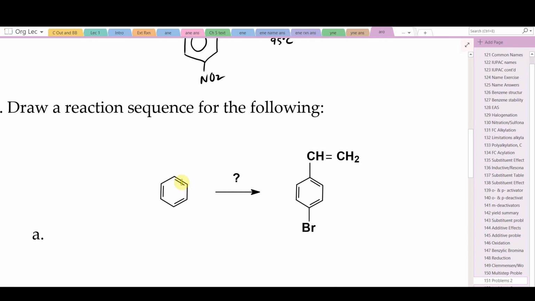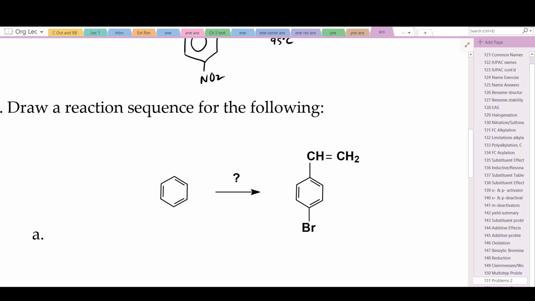Here we want to convert benzene into this compound. I would call that 1-bromo-4-vinylbenzene. That's one possible name. If we named this as styrene, we could say parabromostyrene. In any case, how do we do it? We need to brominate, and we'll need to add this 2-carbon vinyl group.